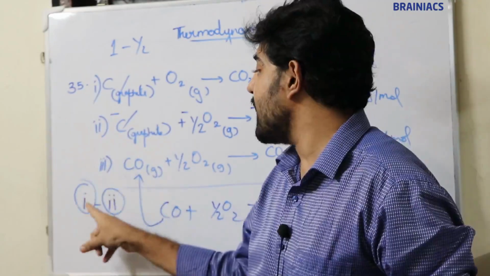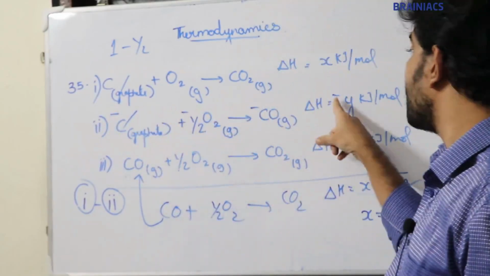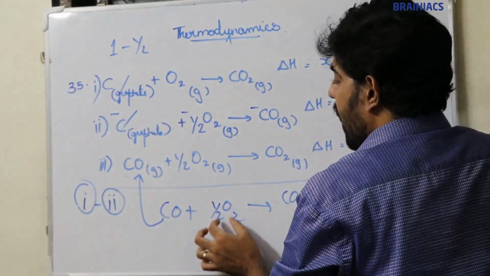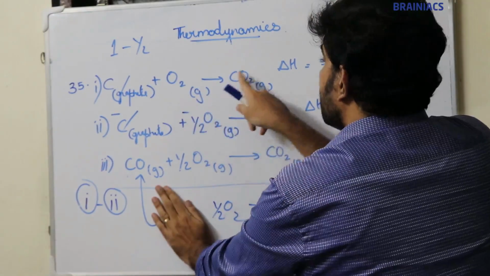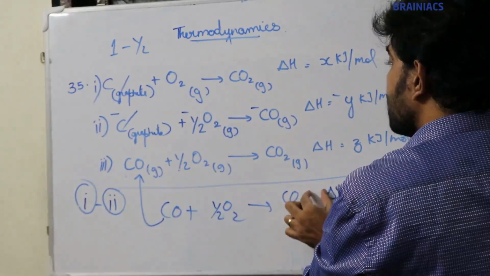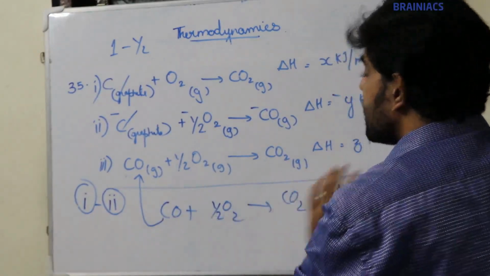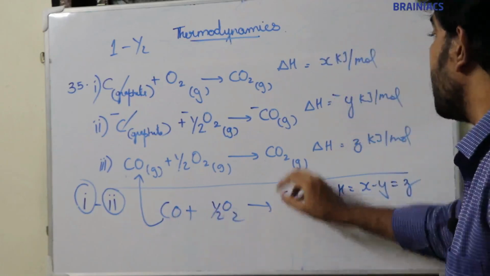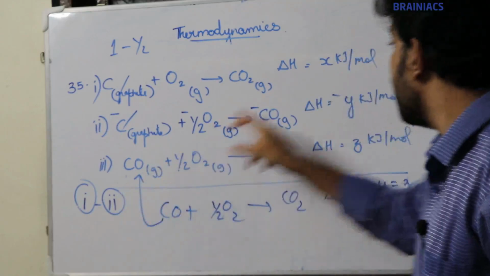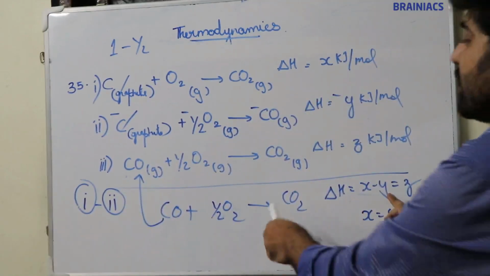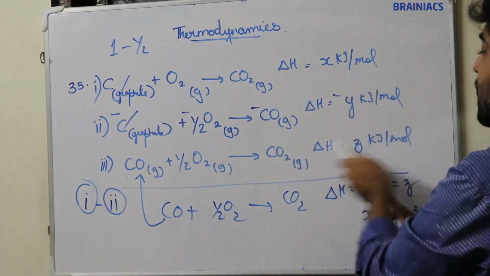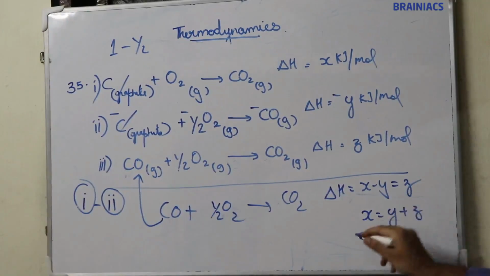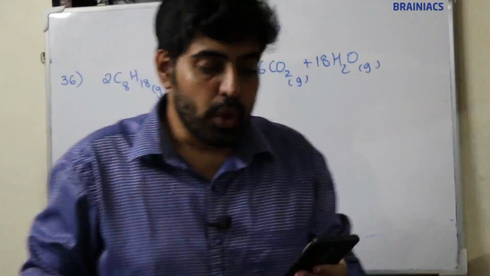So first equation minus second equation. Minus, minus, this will become minus. These two will cancel each other. O2 minus half O2 will remain, simply half O2, giving CO2 minus CO. I am taking this minus CO to this side: CO plus half O2 giving CO2. We got the third equation, right? Now this is formed by subtracting first minus second, so you will get X minus Y. This is actually the third equation, so X minus Y gives the third equation. Enthalpy is Z. X minus Y is equal to Z. So X is equal to Y plus Z. Answer is option 3, to question number 36.